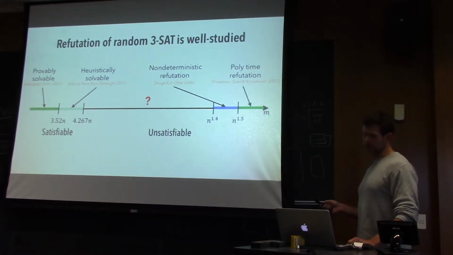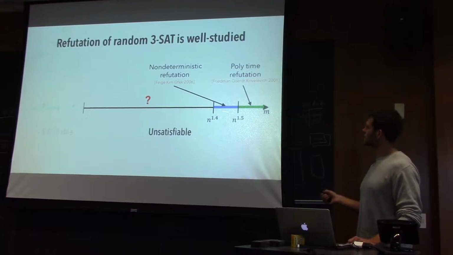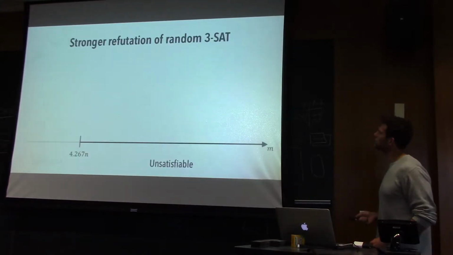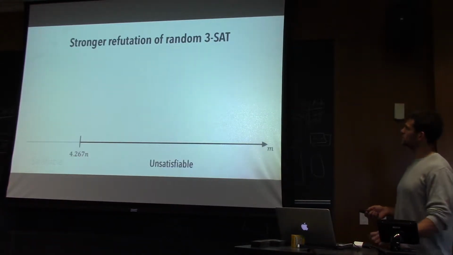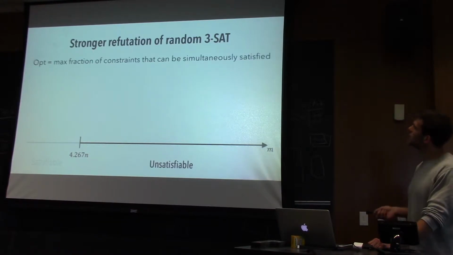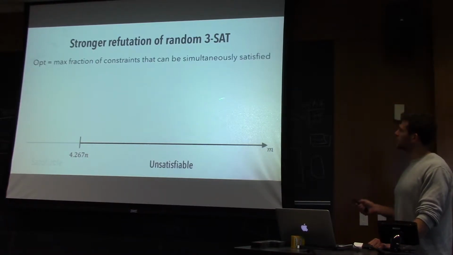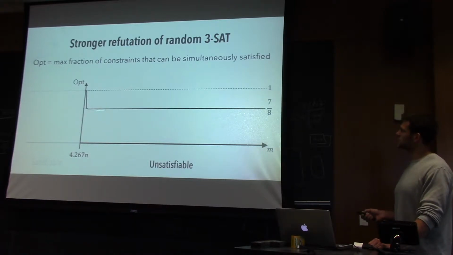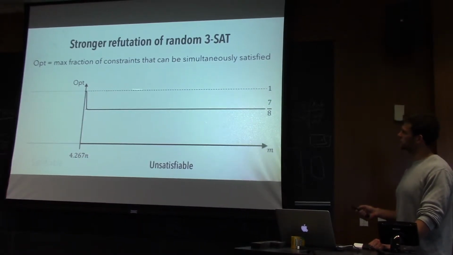All right. So, as I said, we're going to be talking about this side of the world. You can also ask about stronger notions of refutation. If you make opt be the max fraction of constraints that can be simultaneously satisfied, the world looks kind of like this, where you cross the threshold, and all of a sudden, the maximum fraction of constraints you can satisfy drops to about 7/8.